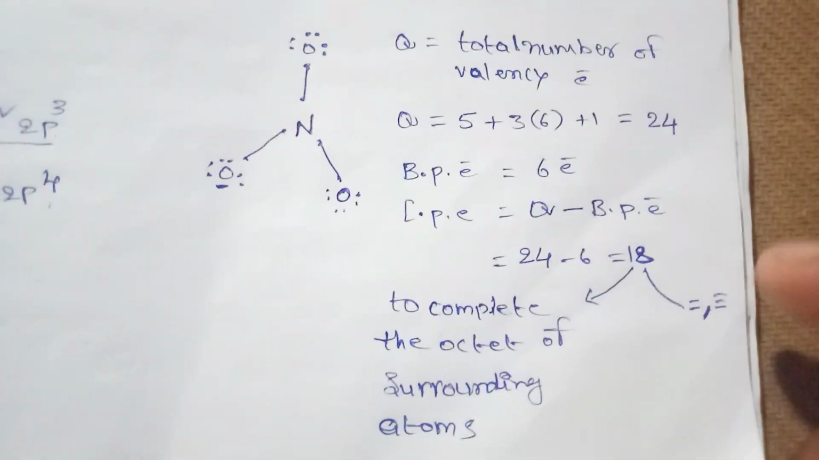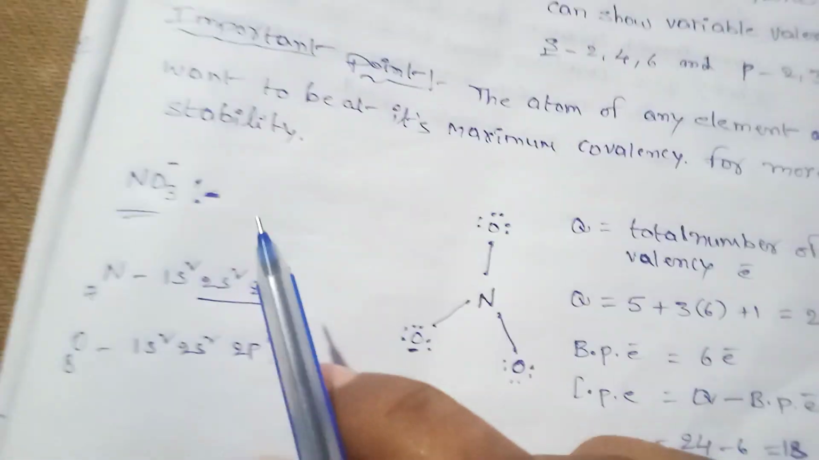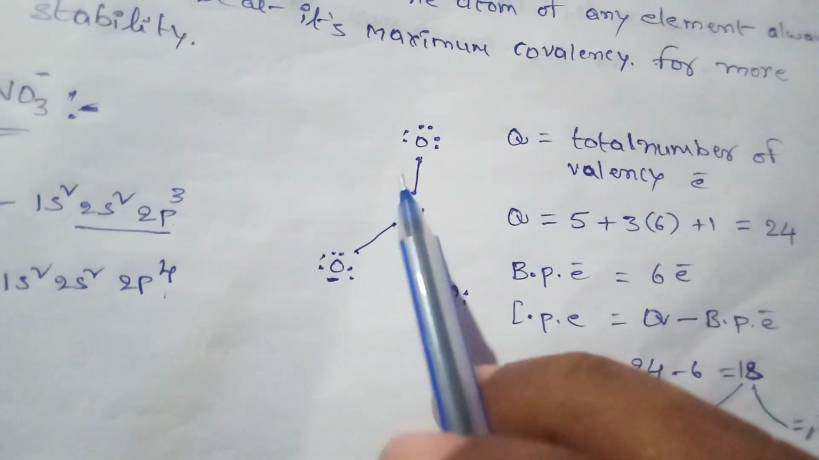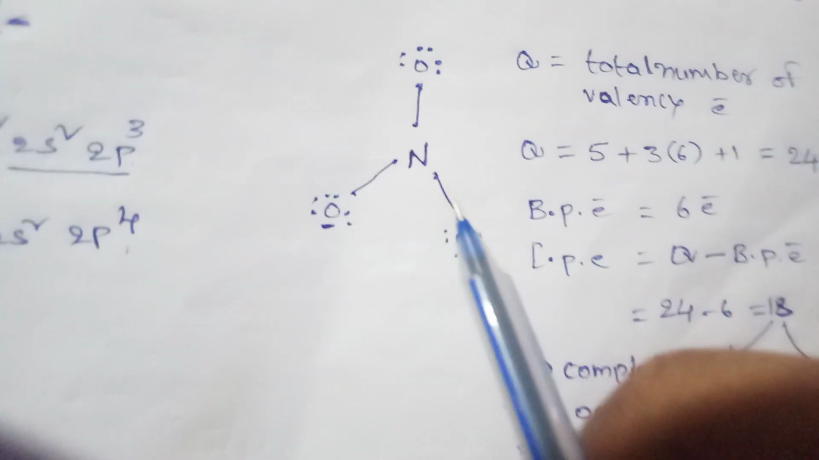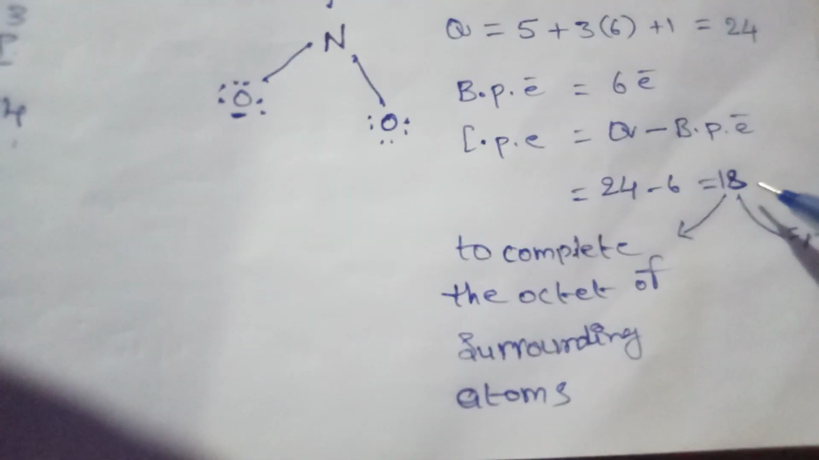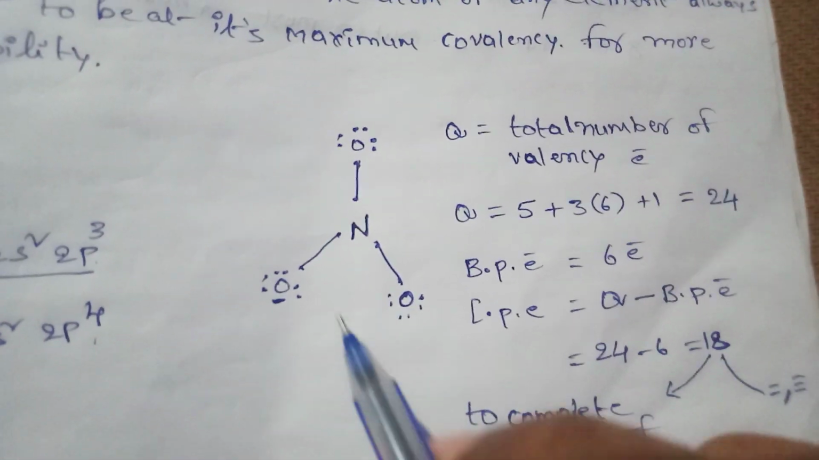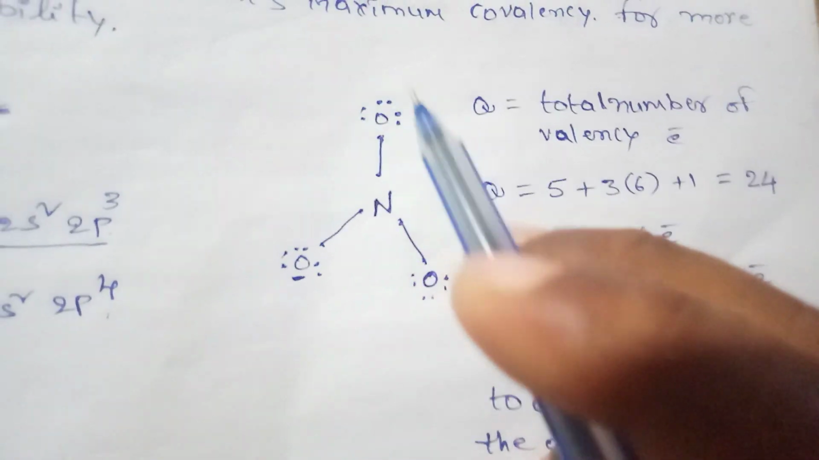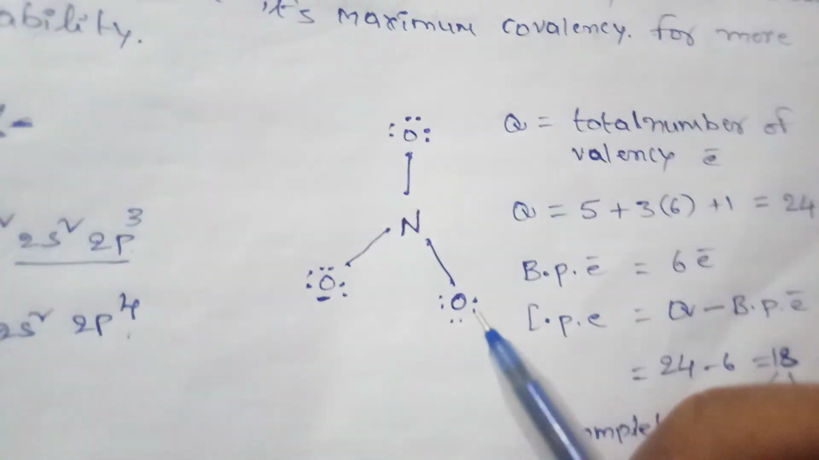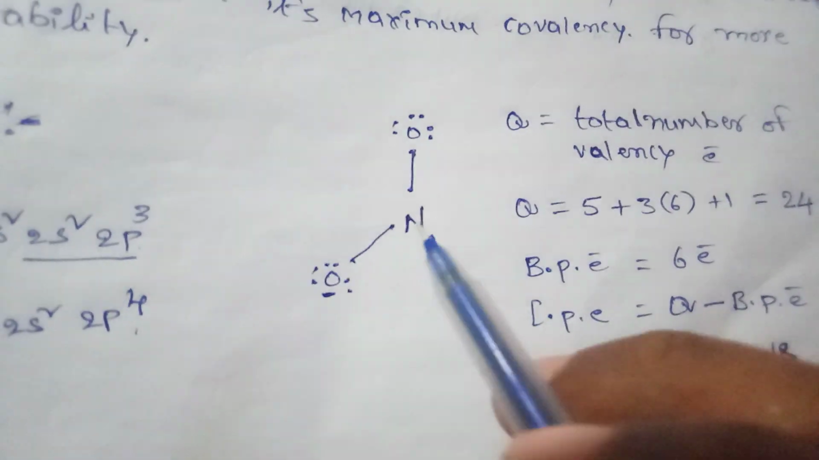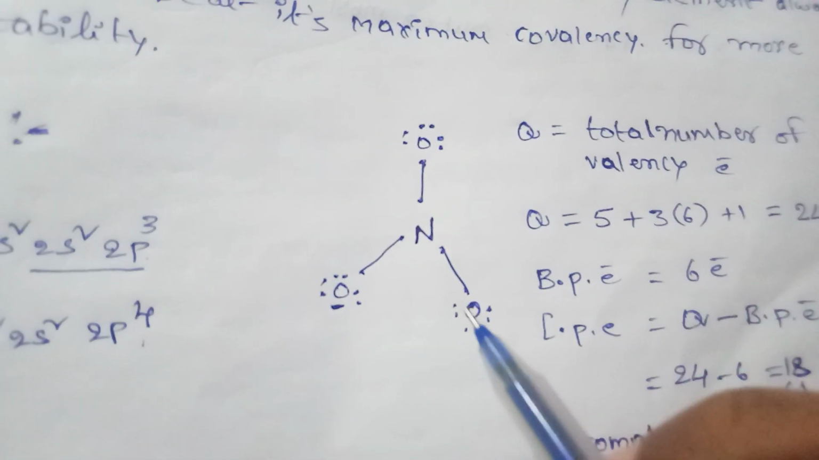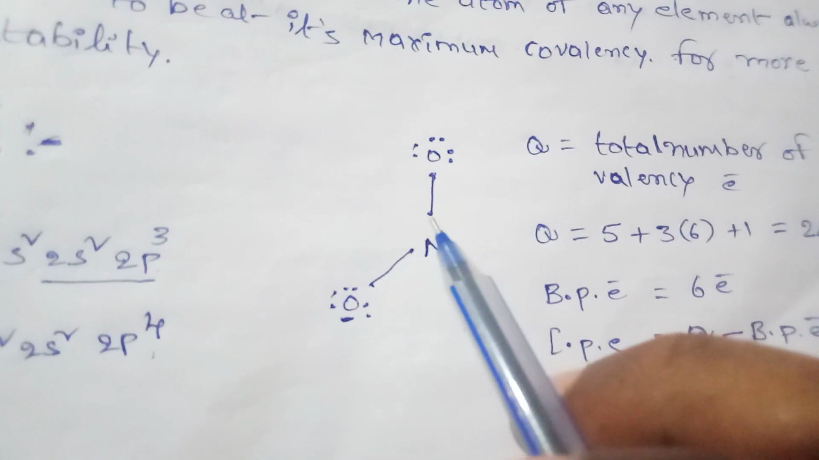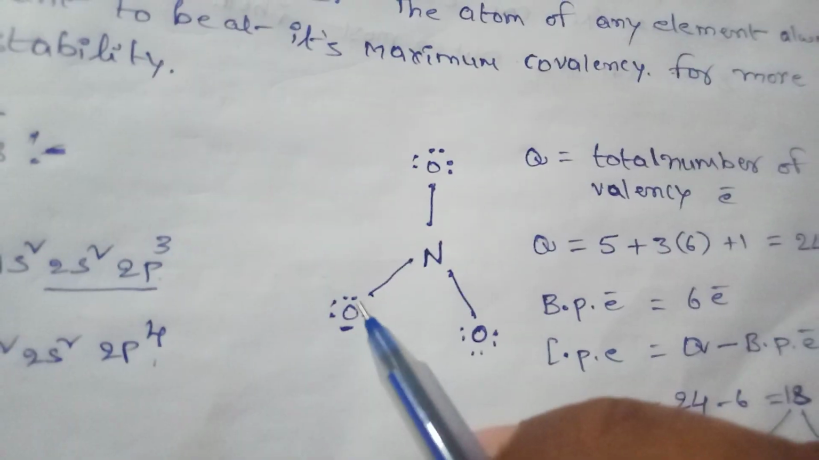Now we go through the example we already discussed, NO3 minus. First form the molecule NO3. The central atom is nitrogen, and I formed three bonds. We are left with the 18 lone pair electrons. First complete the octet configuration of the surrounding atoms. Here the surrounding atoms are oxygens. In this oxygen, there are already 2 electrons in the bond, remaining arranged like this. And here also, already in the bond 2 electrons are there.